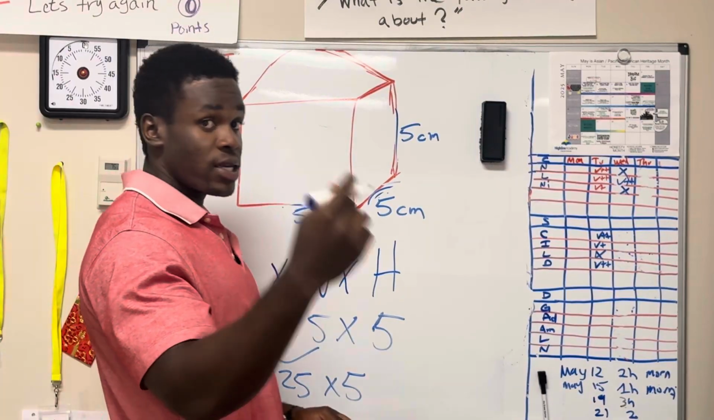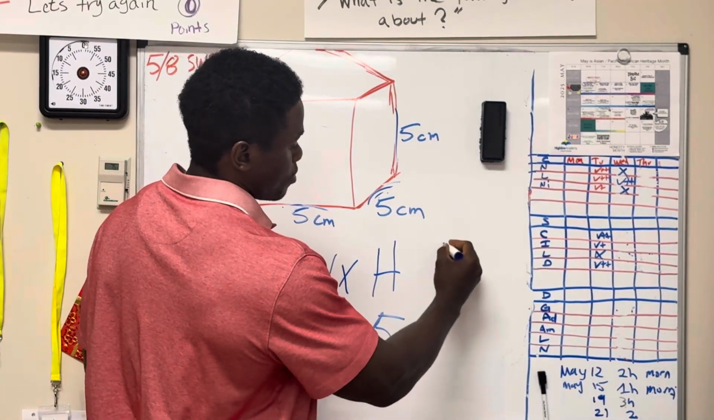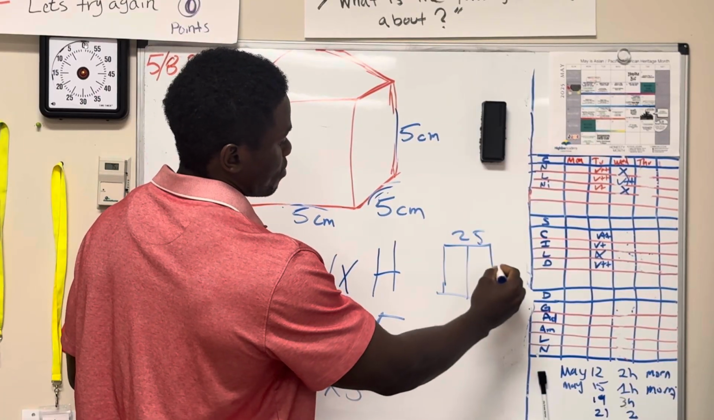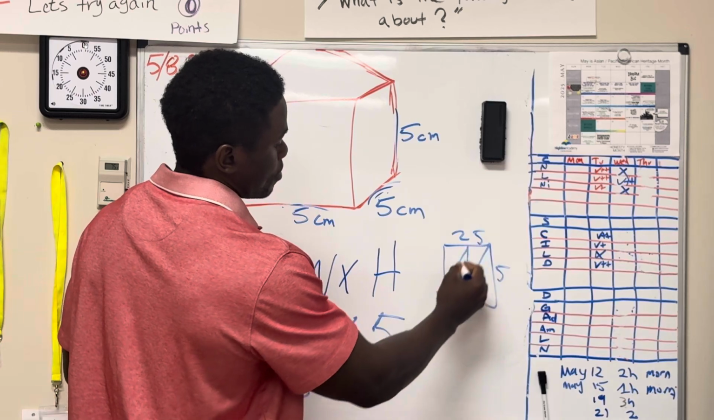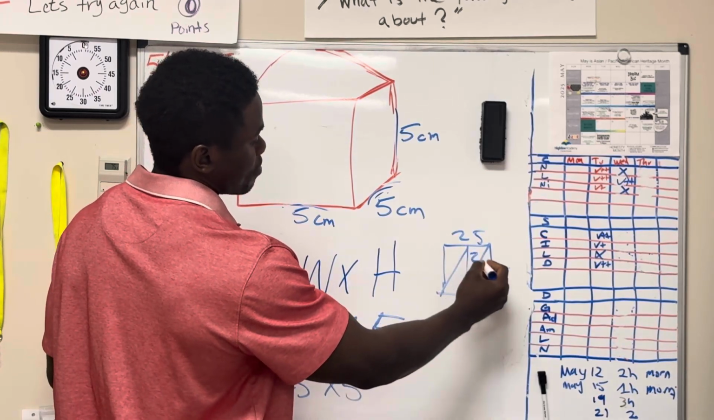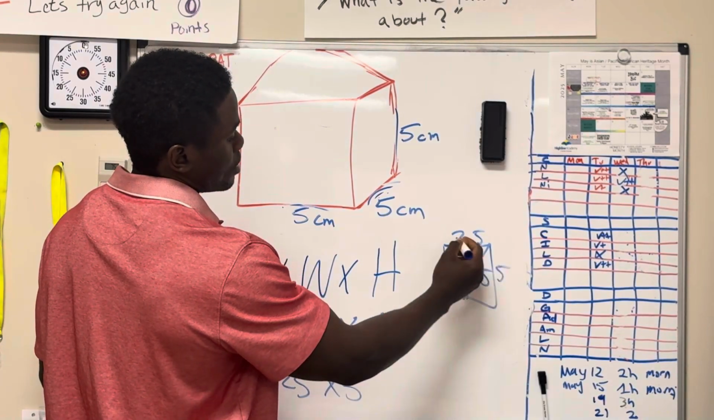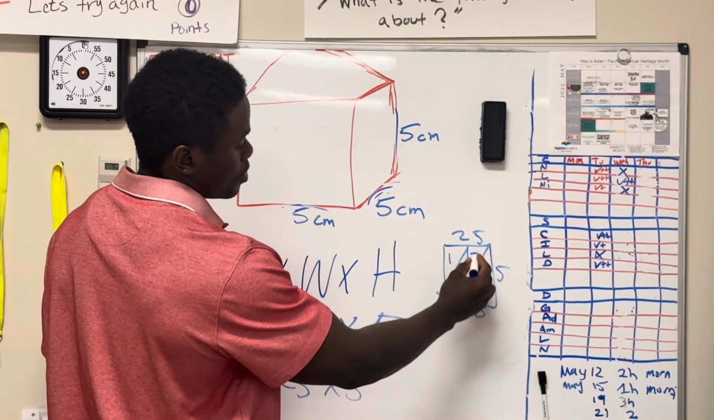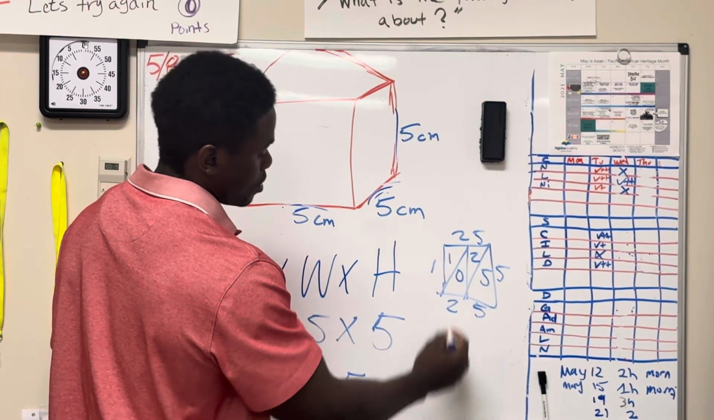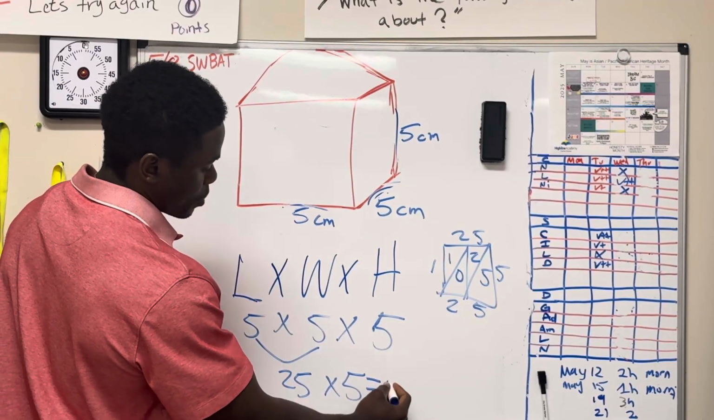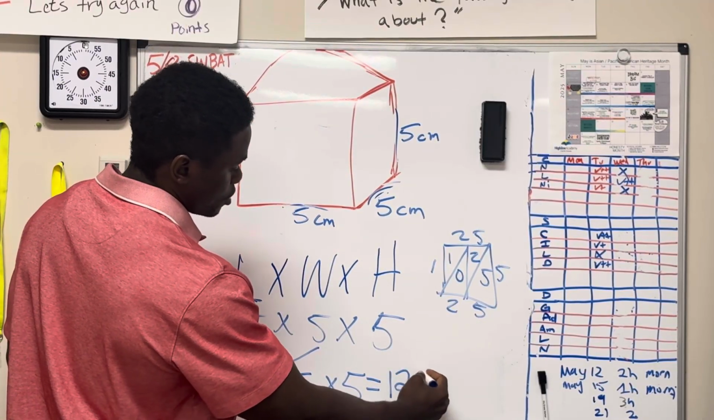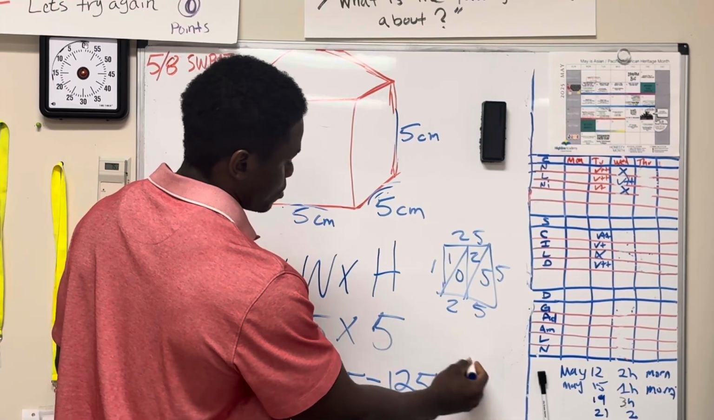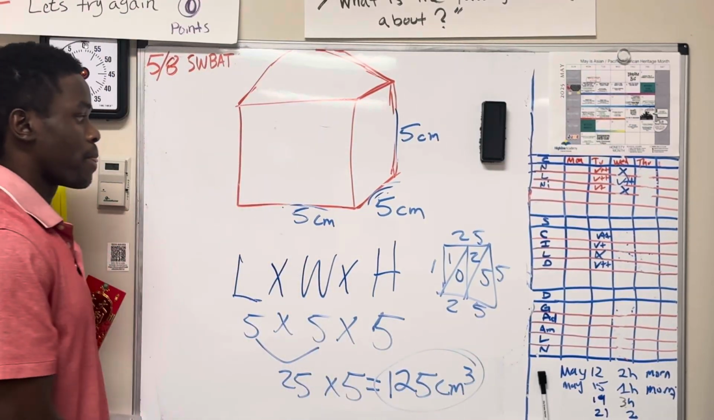And you could do this on the side if you'd like, especially those people that like the lattice method. You go 25, 5 here. 5 times 5 is 25, and then 5 times 2 is 10. You can also do this with the standard algorithm. This is 2, and this is 1. So my answer here should be 125 centimeters cubed. Okay, same thing.